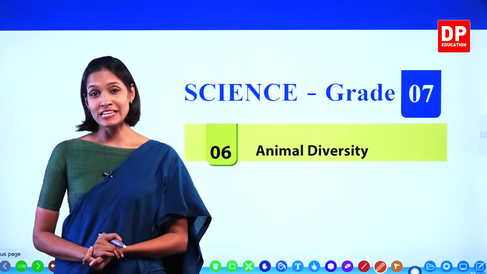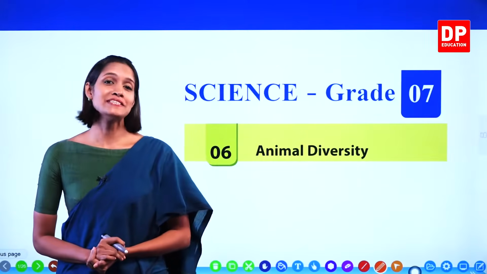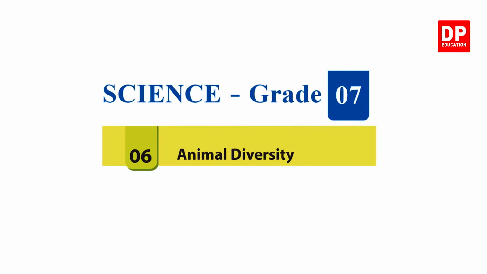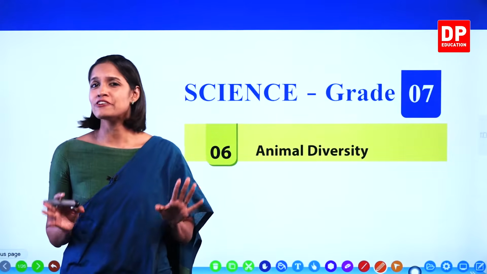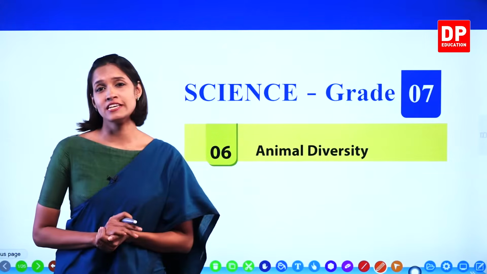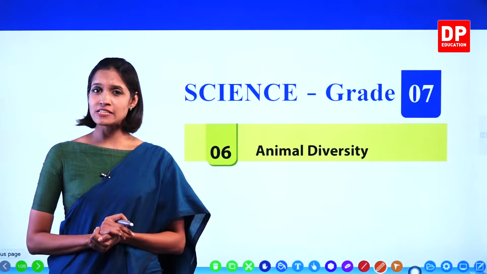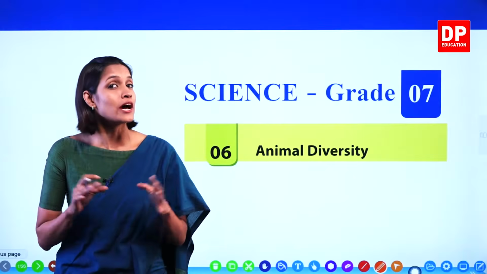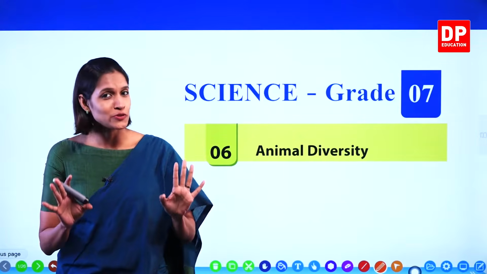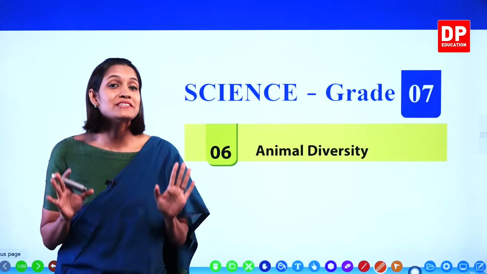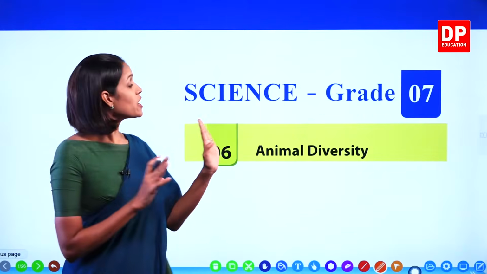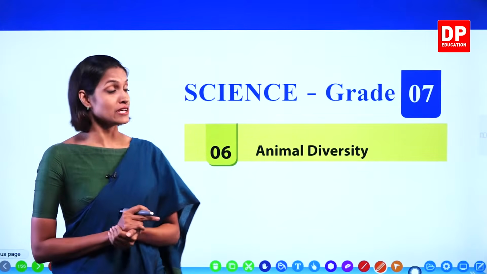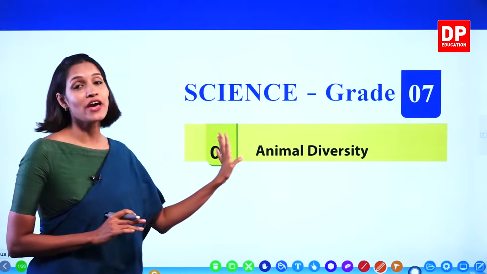Today we are going to learn the 6th lesson of the science textbook, that is animal diversity. Now I think you all are familiar with the term diversity. What is the meaning of diversity? Do you remember under the first lesson we learned about plant diversity? Yes, now you remember, right? So diversity means differences. So under this lesson we are going to learn what are the differences of animals.